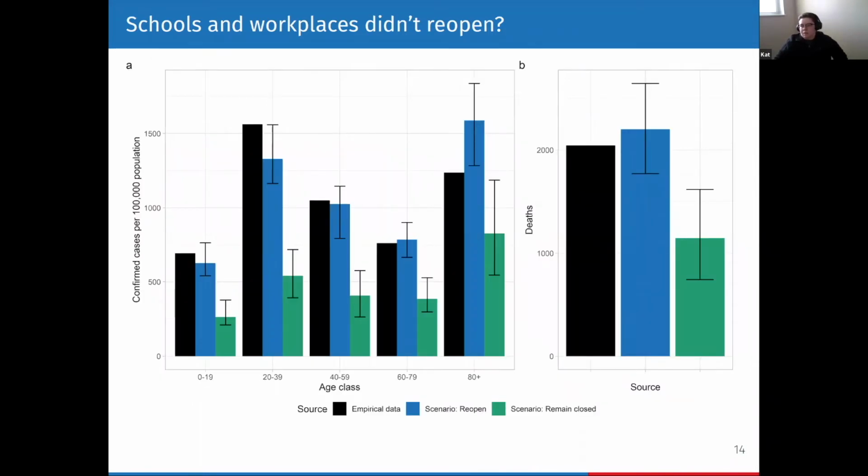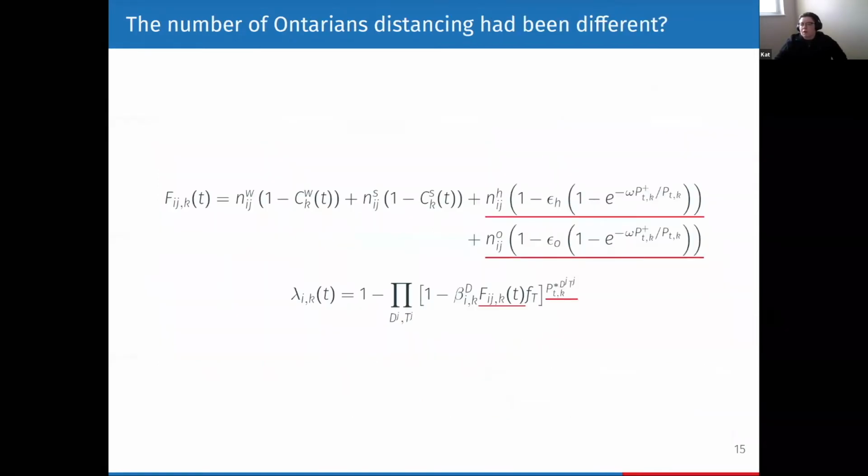And we can see here, unsurprisingly, keeping things shut almost halves our number of deaths and reduces our cases. But there are, of course, a number of arguments made about how feasible doing this would have been and whether there's the political will to do it at all.